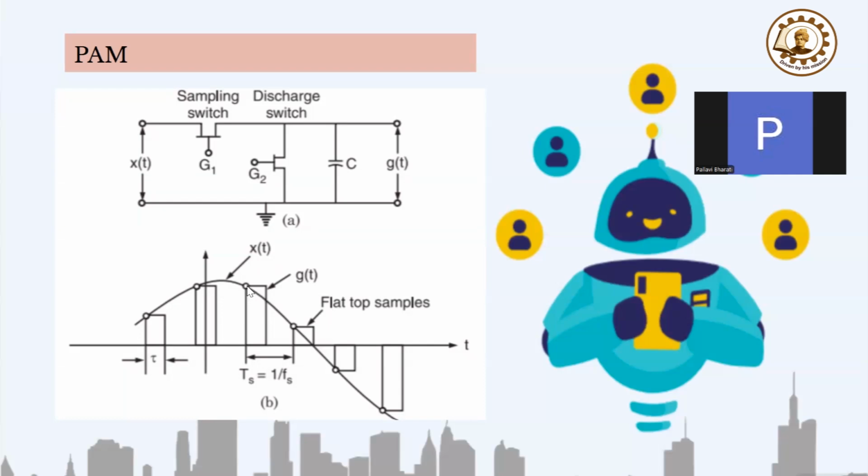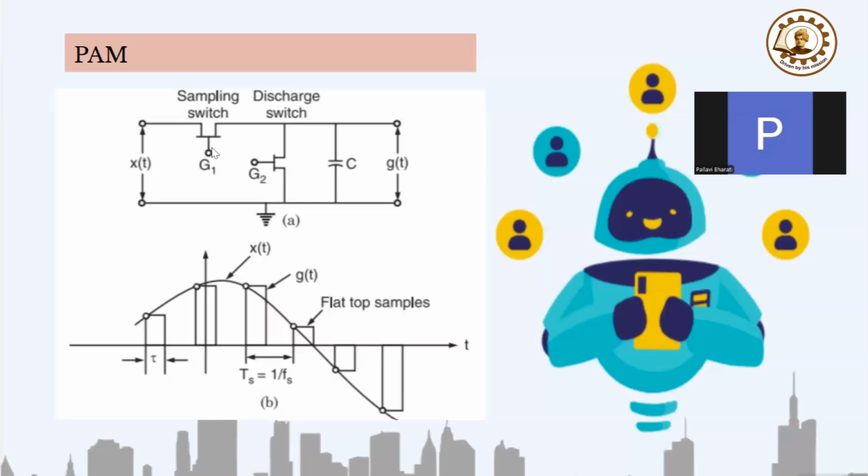But here, if we take this instant, we are going to keep this instant fixed for the full tau duration. This is the major difference between the flat top samples and the natural samples we have seen in our previous lecture. So now, this is a sampling switch, and this is a discharge switch. We can take a MOSFET or BJT. MOSFET is a better switch, so we will take that.